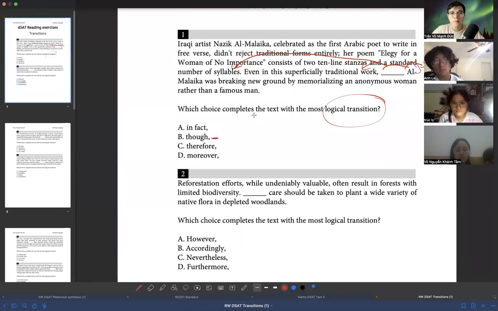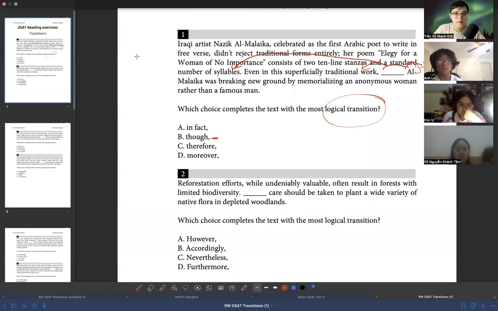Let's see. Firstly, we just have to read the before and the after sentence, but in this case the paragraph is very short, so I'm going to read from top to bottom. And please note there are some relationships in this kind of question, relations directly linked to each transition.